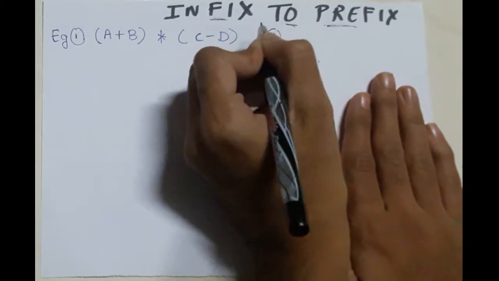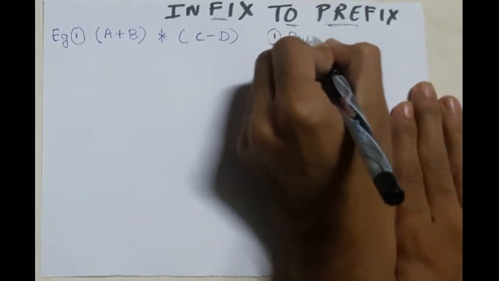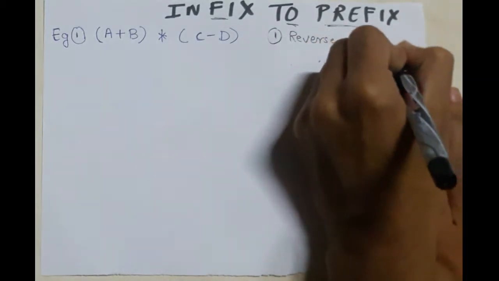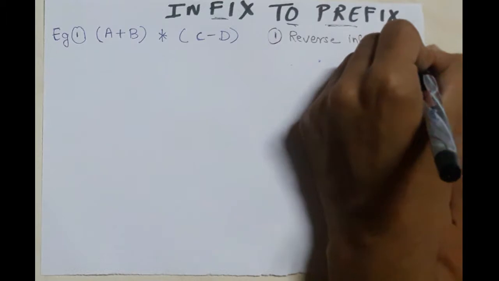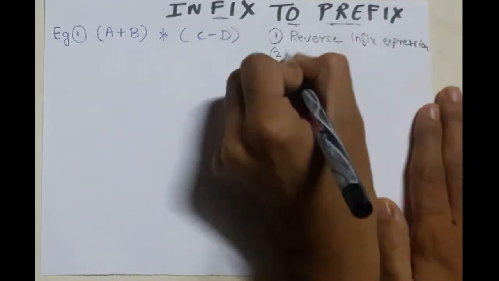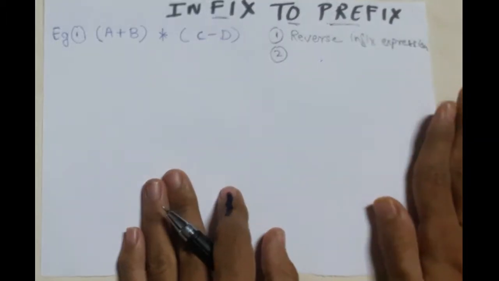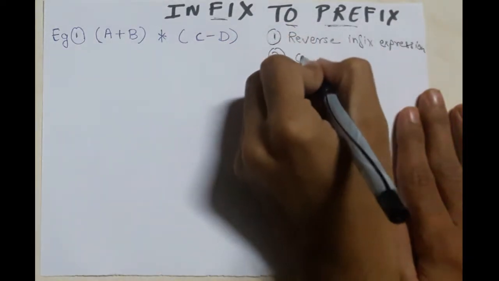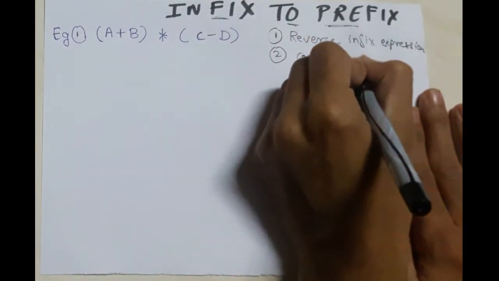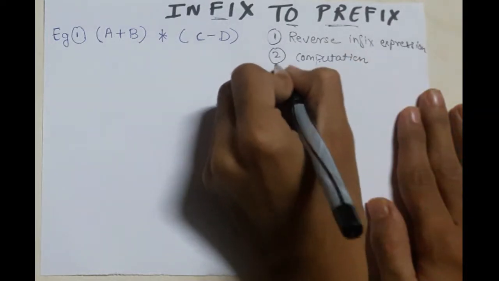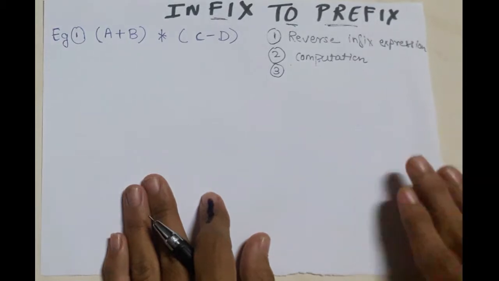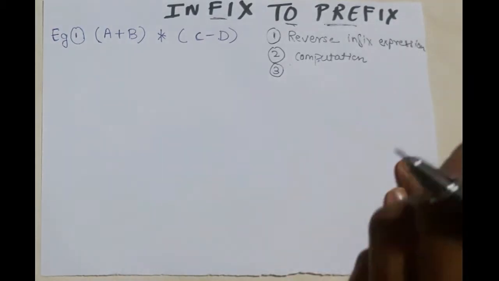So first step we will write here, reverse infix expression, okay. Then second, using infix to postfix algorithm, which we have already seen in my previous lectures, we have to compute the infix expression. So what we will do? Computation, okay. Then third, whatever string we will obtain after computation, we have to again reverse it. And finally, we will get prefix expression.